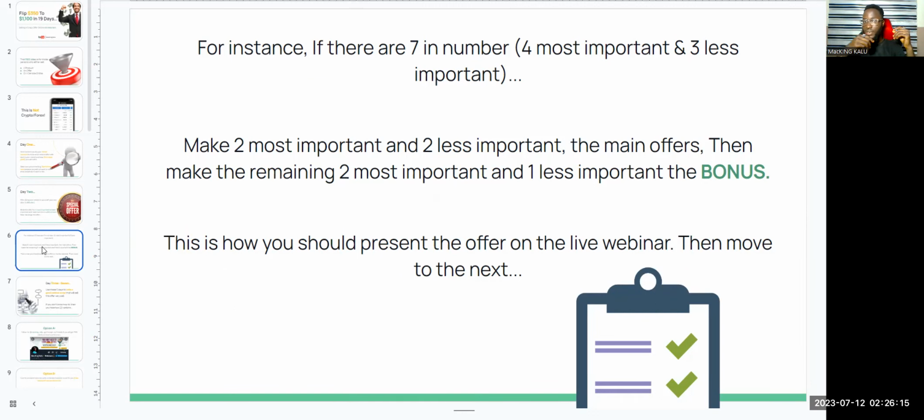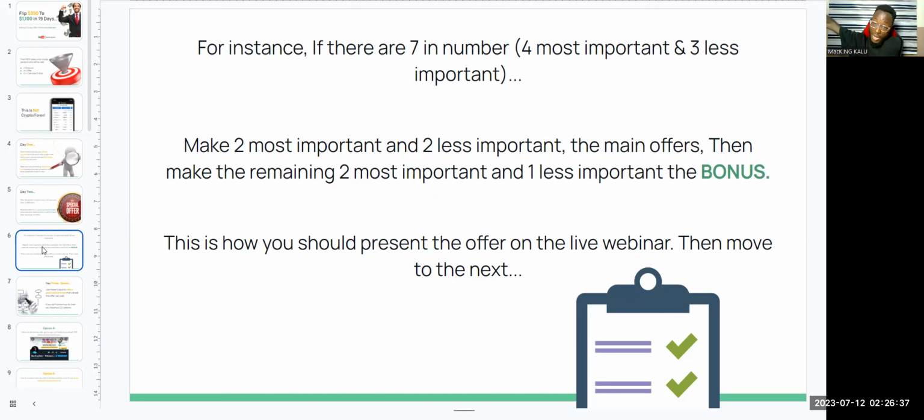Let's say there are seven. Now, I remember I said something like, make sure your offer is not less than three and not more than five. The reason I said that is, make sure your main offer is not less than three or more than five. But then if there are more, you can put the extra as bonus.